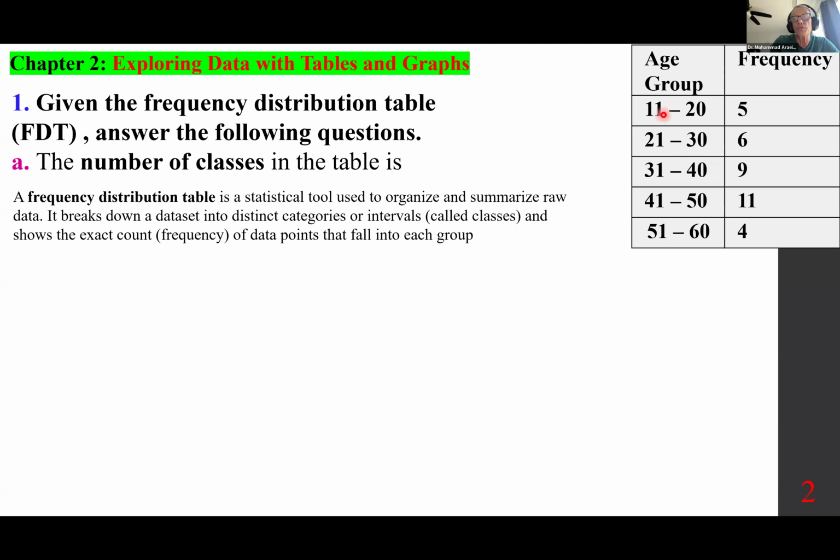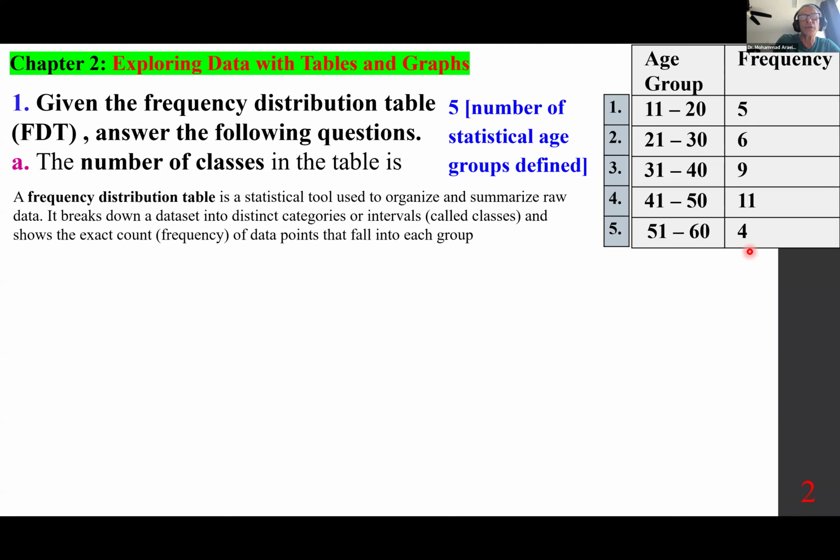So here's one group, for example, from 11 to 20, how many? We have 5. From 21 to 30, we have 6. So 1, 2, 3, 4, 5. That's the number of groups. 5 is the number of statistical age groups defined. So I hope that's clear too.